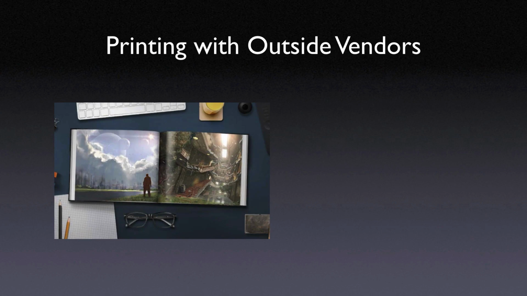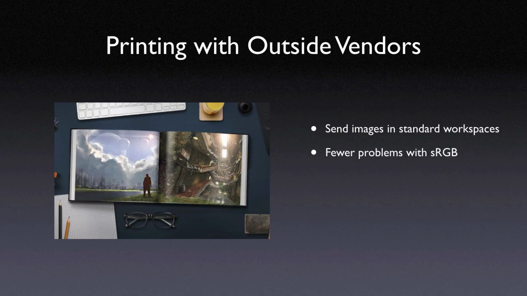When dealing with outside vendors, make sure you supply files the way they want. Communication is the key. General recommendations include make sure you have a profile attached to your images and you have them in a standard workspace. If you are sending RGB files, you will have fewer problems if they are sRGB because most vendors' output defaults to sRGB, so mistakes won't be catastrophic. Make sure you have enough resolution for the output. If you're not sure, ask.